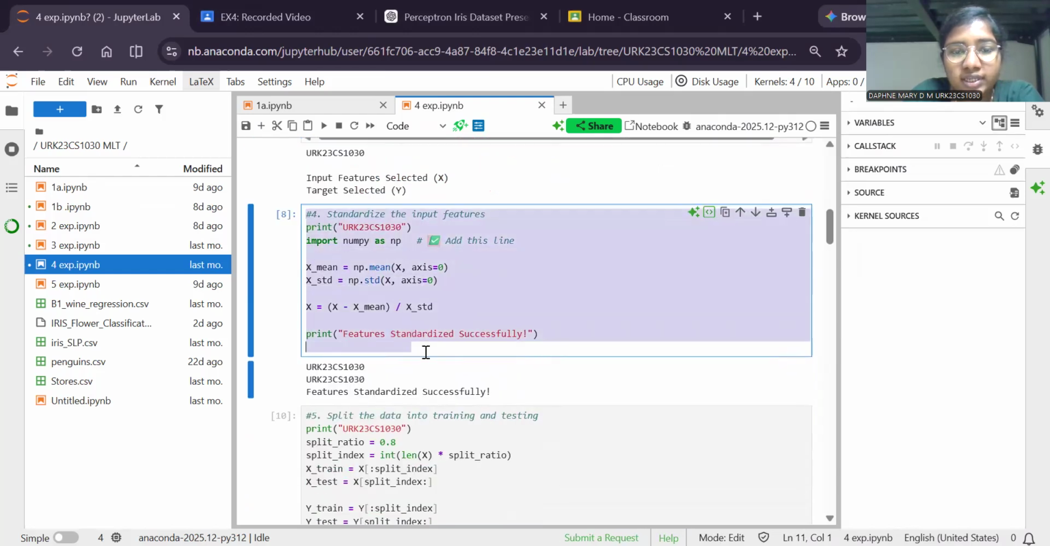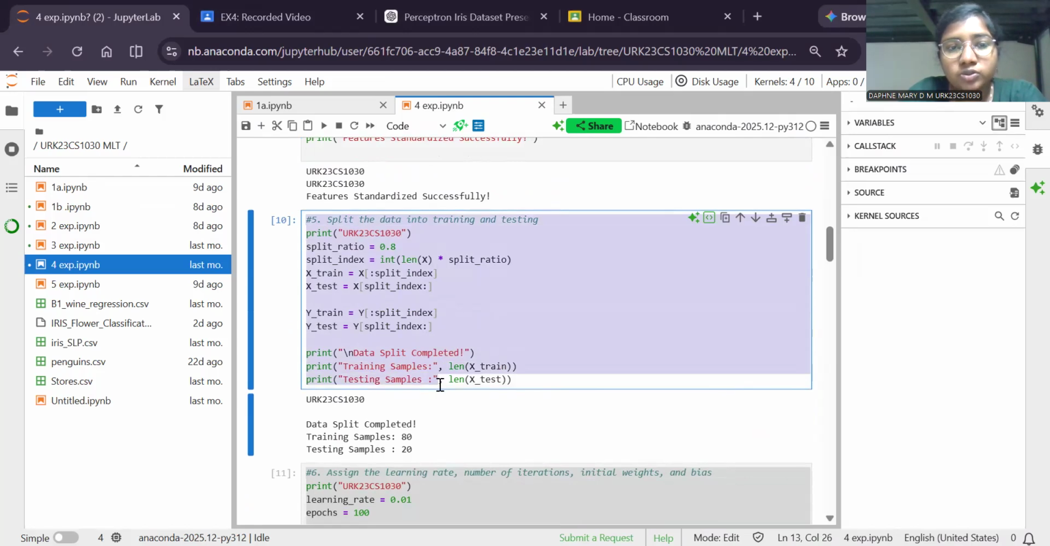The fourth step is feature standardization. In this step, we standardize the data. We calculate the mean and standard deviation, then apply the formula. Each value is transformed by subtracting the mean and dividing by the standard deviation. This helps improve the model performance by scaling all the features equally.